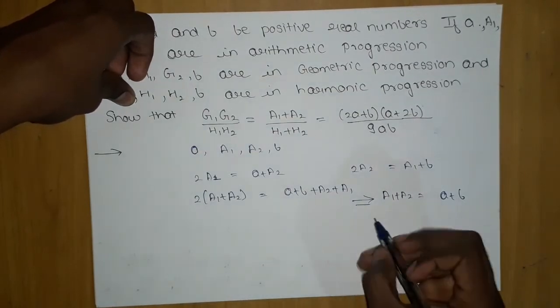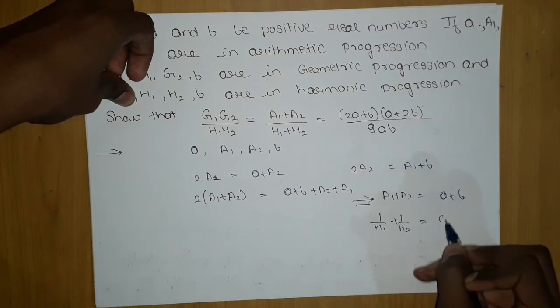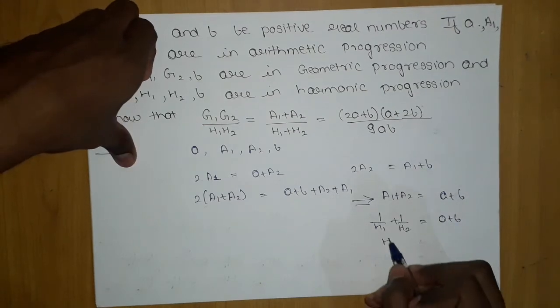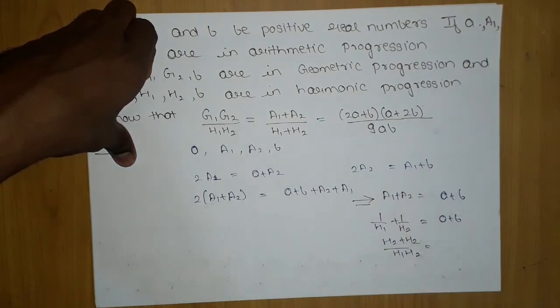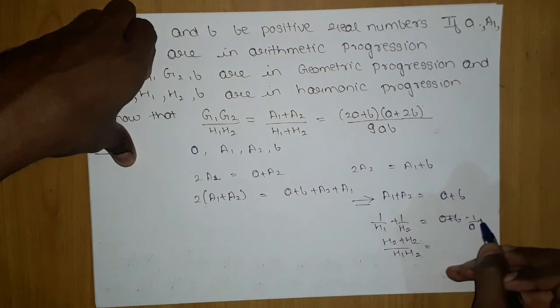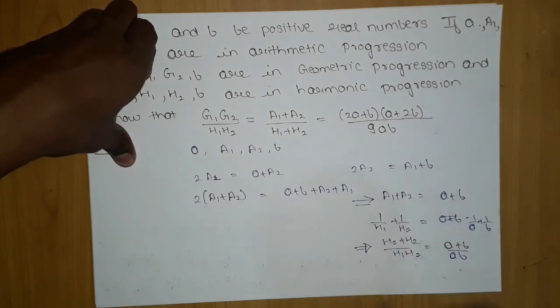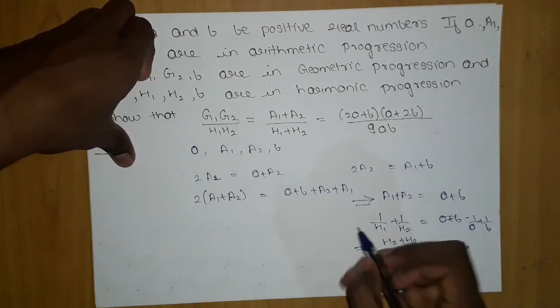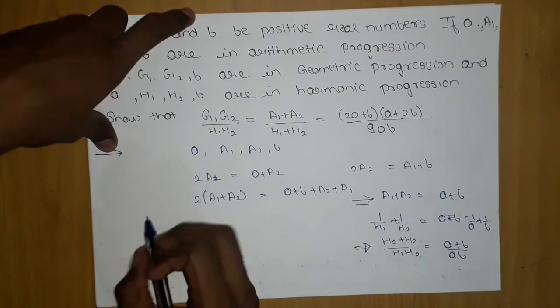Now if I take 1 upon h1 plus 1 upon h2, it is nothing but a plus b. If I move this to that side, h1 plus h2 upon h1 into h2 is nothing but what? This will become 1 by a plus 1 by b, which is a plus b upon ab. So we got one more thing from this only.